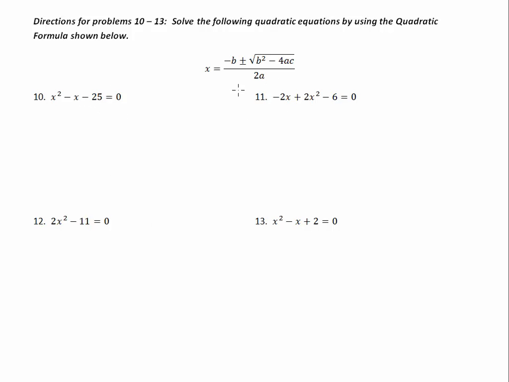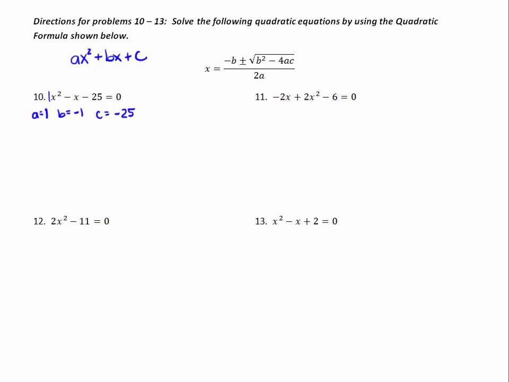So the first thing we have to do is identify what A, B, and C are. So this is in standard form. Remember, standard form is ax squared plus bx plus c. So in problem number 10 right here, we can see that our a value is the coefficient of our quadratic term, which in this case is a positive 1. So a is equal to 1. B is the coefficient of our linear term, which is going to be a negative 1. And c is our constant term, the one without the variable, so negative 25. And now we'll just plug those three numbers into this equation and simplify.